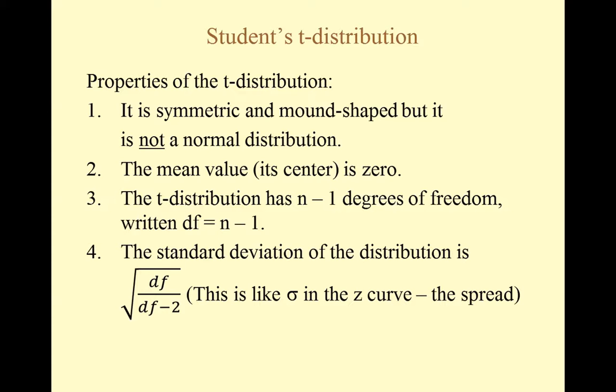The standard deviation of the distribution is the square root of df divided by df minus 2. This fraction is always going to be larger than 1, and a square root of a number larger than 1 is somewhere between 1 and that number you were taking the square root of. This is sort of like the sigma value in the z-curve. It represents how spread out the values are. So since df over df minus 2 is always bigger than 1, and the square root is also bigger than 1, the t-curve is going to be a little more spread out than the z-curve.